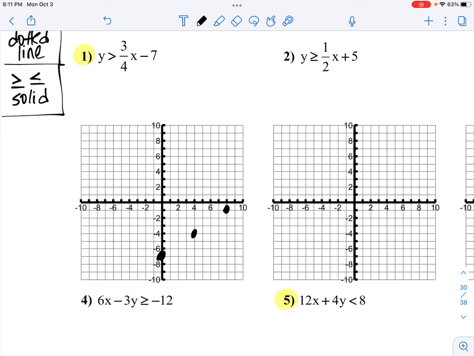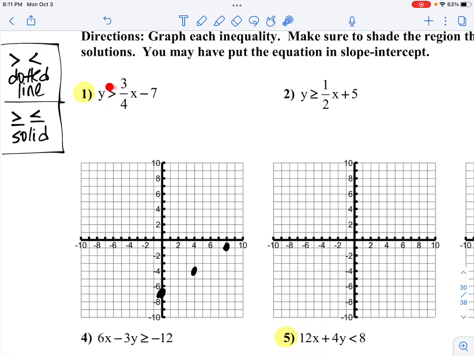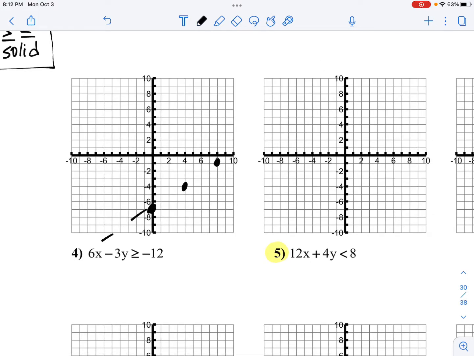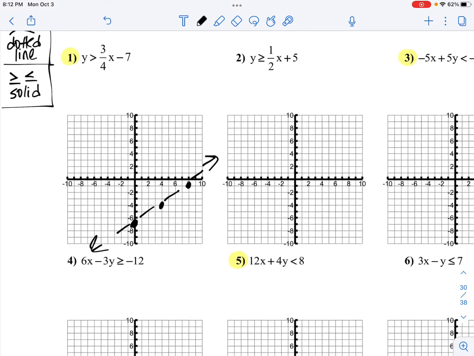And this is a dotted line because it's an inequality symbol without the equal bar. If it has the equal, it's a solid. If it doesn't have the equal, it's a dotted line. So I'm going to dot it. And since I'm the one grading your quizzes, make it obvious that you're dotting your line and that it's not solid.